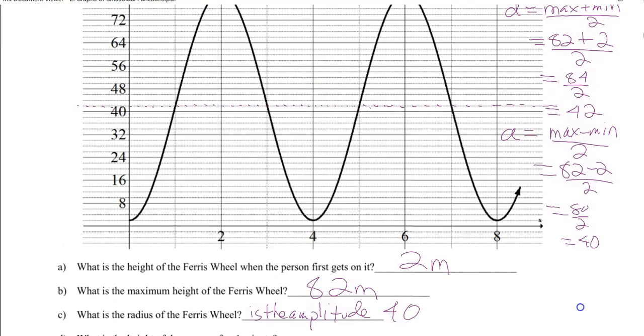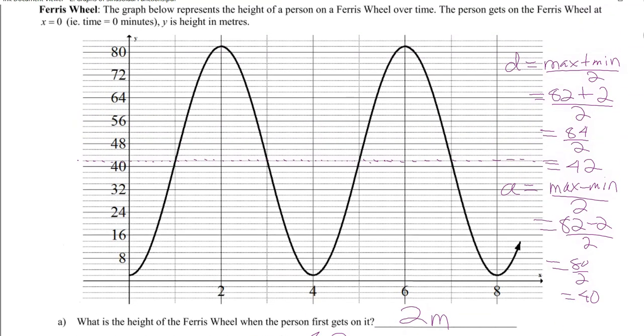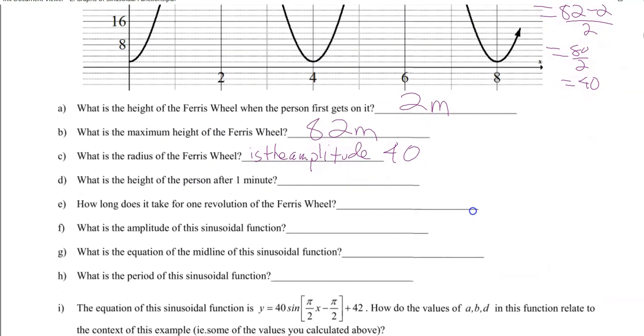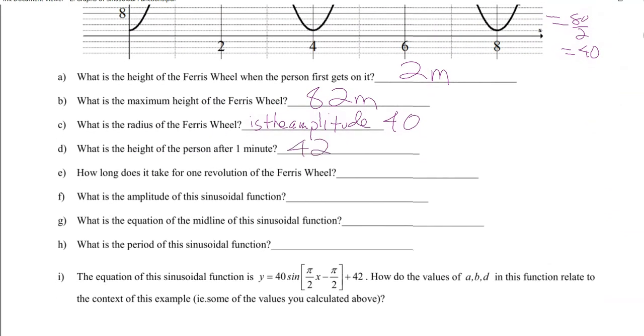What's the height of the person after 1 minute? So 1 minute, 42 meters is the amplitude. The radius, that's right. The radius is 40 meters. Radius is 40.